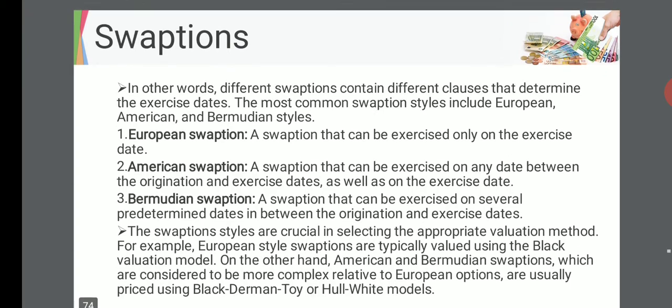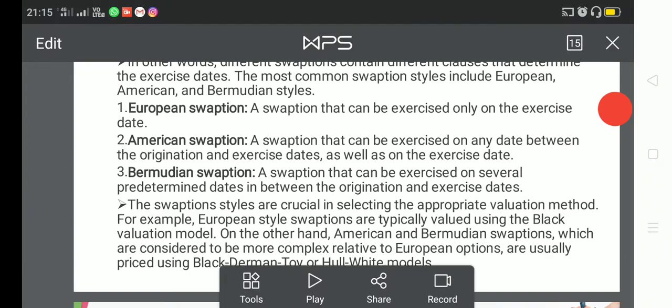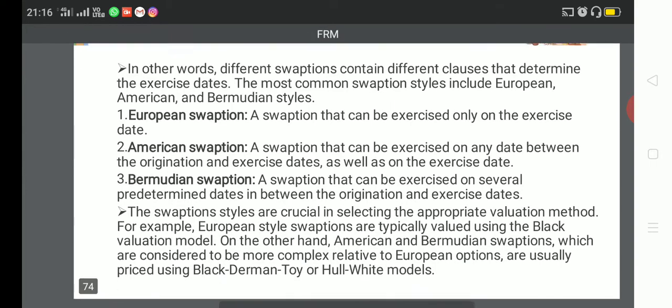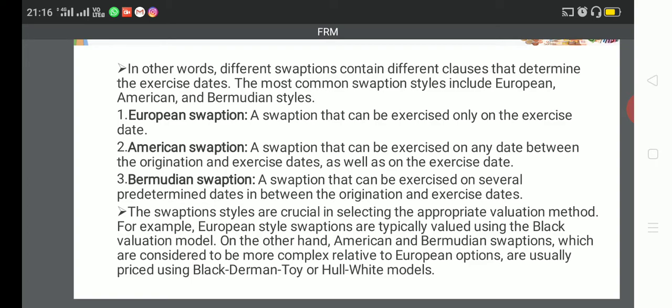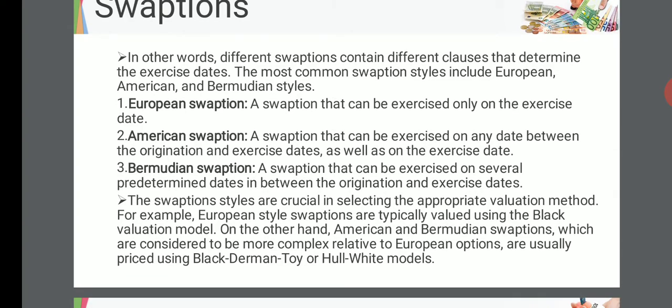Now, in other words, different swaptions contain different clauses that determine the exercise dates and the different swap rates. The most common swaption styles include European, American, and Bermudian style. European swaption, a swaption that can be exercised only on the exercise date. American swaption, a swaption that can be exercised on any date between the origination and exercise date, as well as on the exercise date. Bermudian option is an option that can be exercised on several predetermined dates in between the origination and exercise dates.